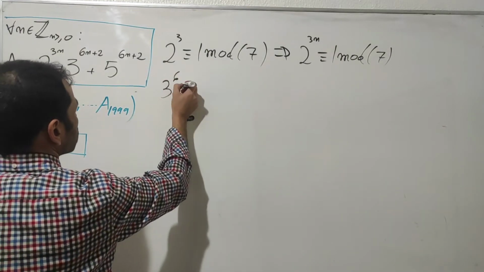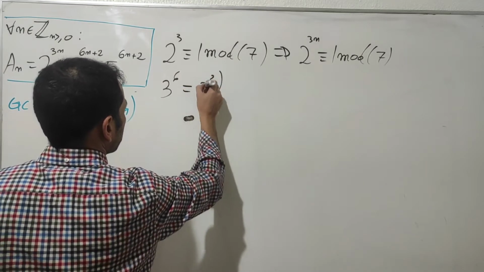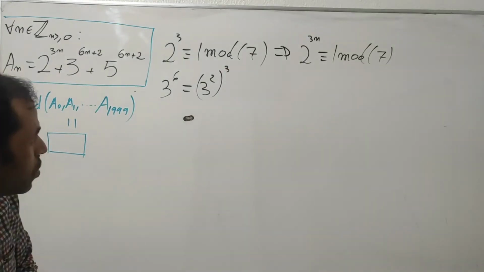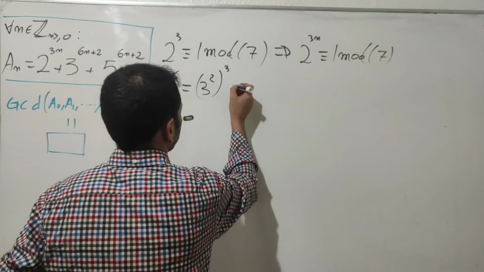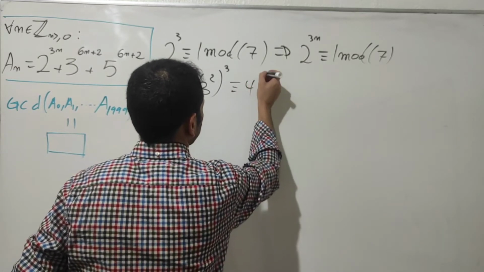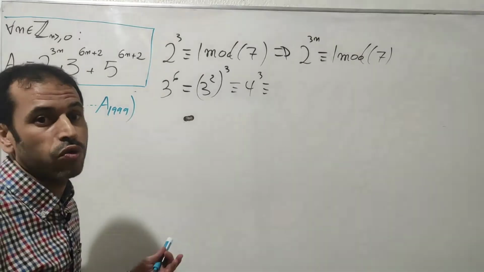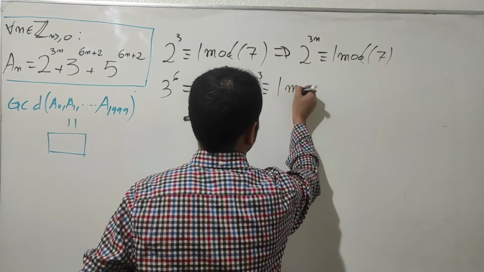Okay, 3 to the 6 is the same as 3 squared, all raised to the 3, like this. You know 3 squared is congruent to 4 mod 7. So this one is congruent to 4 to the 3. We know 4 to the 3 is 64. 64 is 1 more than 63. 63 is divisible by the number 7. So we get 1 mod 7.